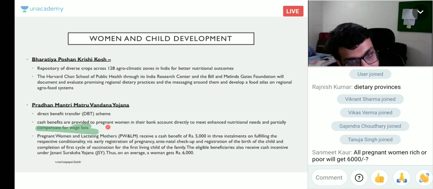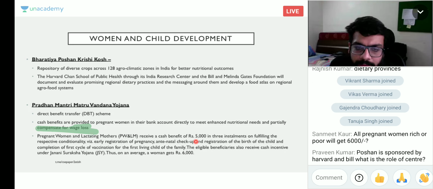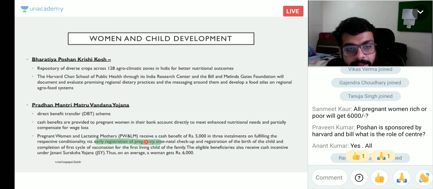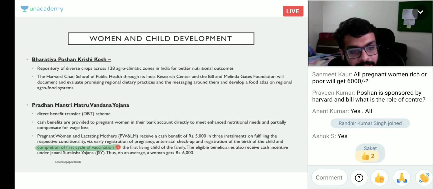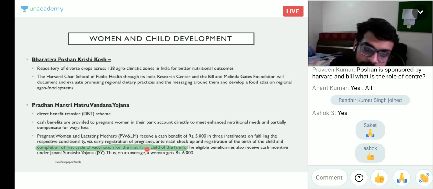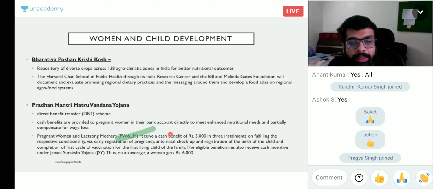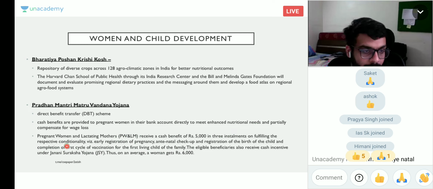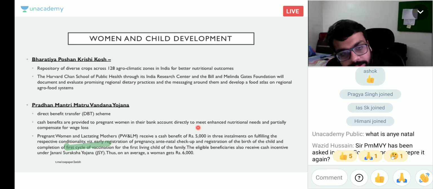So pregnant women and lactating mothers will receive a cash benefit of 5,000 in 3 installments. You don't have to worry about the 3 installments. This should be enough. On fulfilling respective conditionality, which means you have to register your pregnancy so that you are formally delivering it. Second, an antenatal checkup and the registry of the birth of the child and the completion of the first cycle of vaccination for the first living child of the family, which means you registered for the child, you've gotten the necessary medical checkups done, you have registered the child with the government authority so that relevant documents are available, and you have ensured that the child is vaccinated. You do this, you will receive 5,000 rupees.